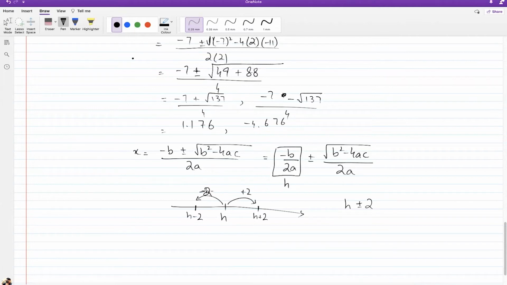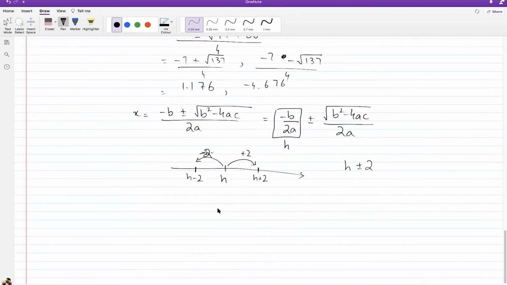And I can write it as h plus minus 2, right? Every quadratic equation is basically this. You take the vertex point that you have. So let's suppose you have this root. So you take the vertex point that you have, the h. You add a fixed value to get here. You subtract a fixed value to get here.